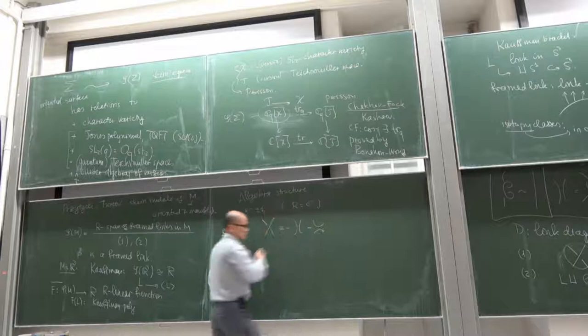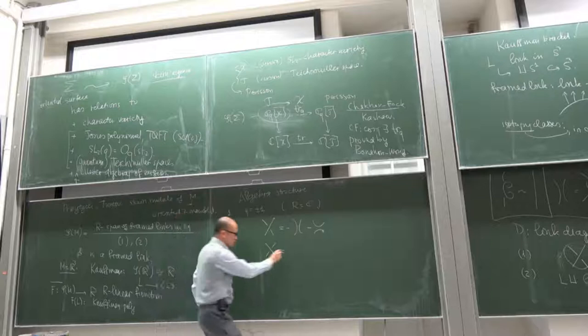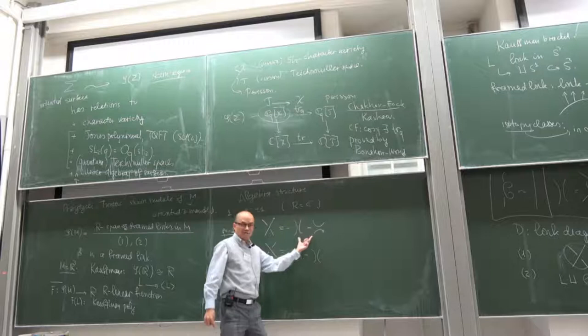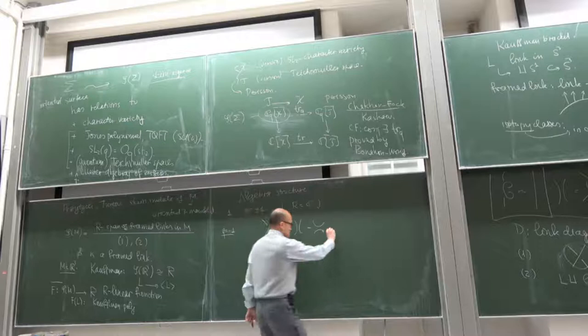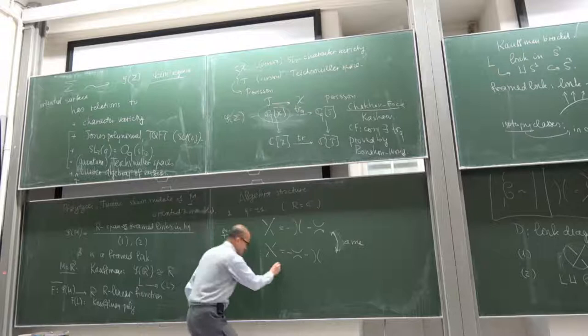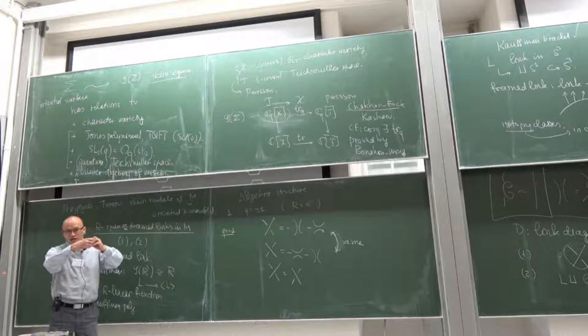Now, if I switch the order here, from overcrossing to undercrossing, that's equal to minus of this one, and then minus of this one. Okay? But now you see that this one and this one are the same. So it means that this is the same, which means that overcrossing and undercrossing are the same. So if I have a link, in this case you can move one link across another easily.